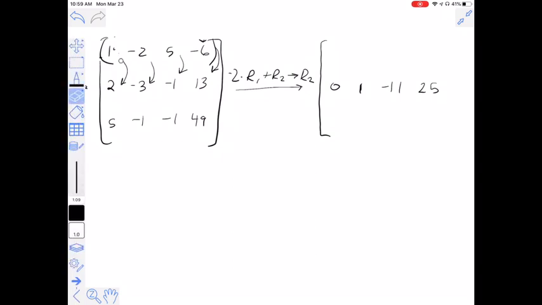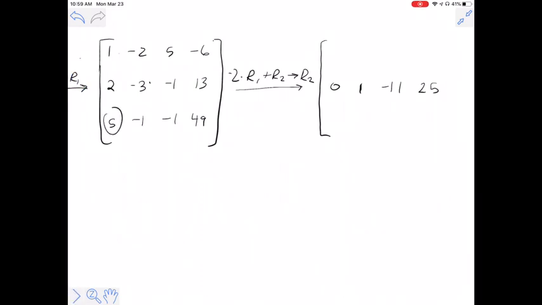Now, I also need to change, here we go, sorry. This is also supposed to be a 0. So I can do a similar thing. If I multiply now this top row by -5, that's going to put a -5 right here, and then if I add that -5 to the +5 and then put it in row 3, that would give me a 0 right there.